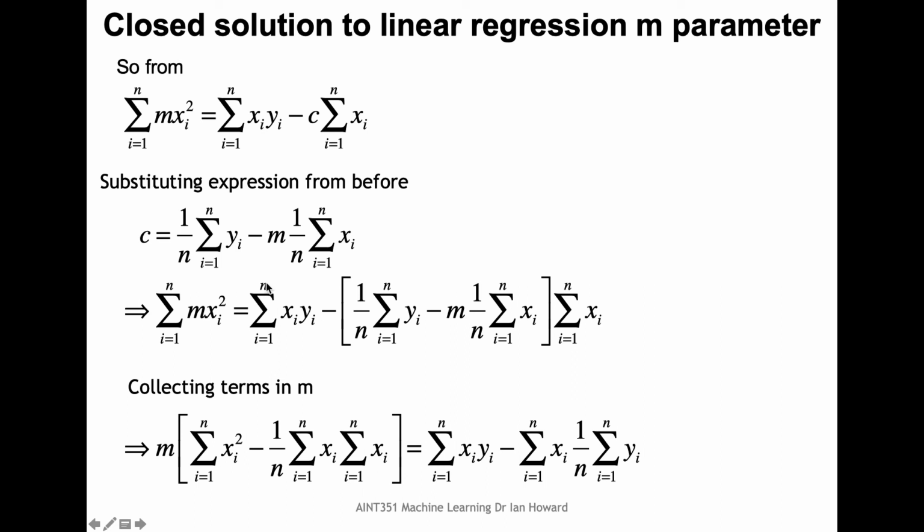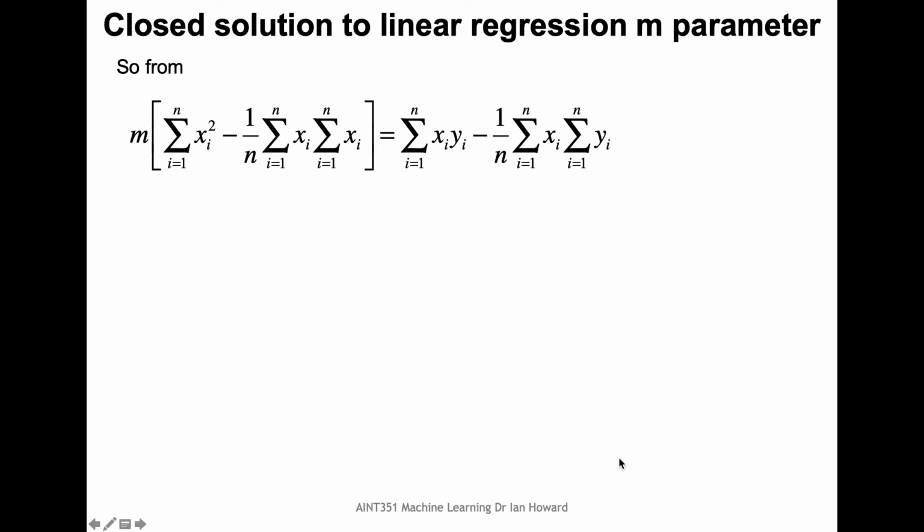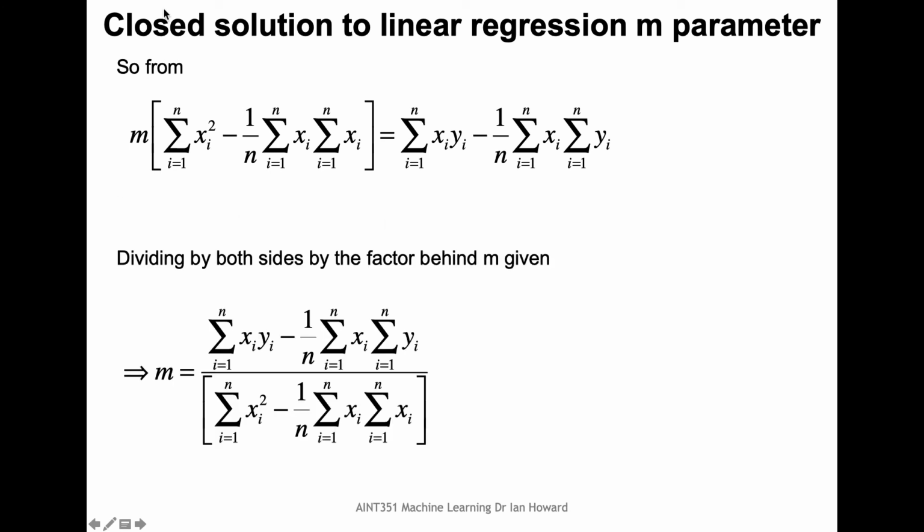So we've got this term here, the sum across all data points xi yi, and then we've got this term here, take away 1 over n, sum across all data points yi. And of course, having got that expression, the next easy step is just to divide both sides by this term which is following the m, and then we have an expression for m. And the good thing about that is we can directly calculate this from the data, right? We can calculate this product of the two terms summed across all values.